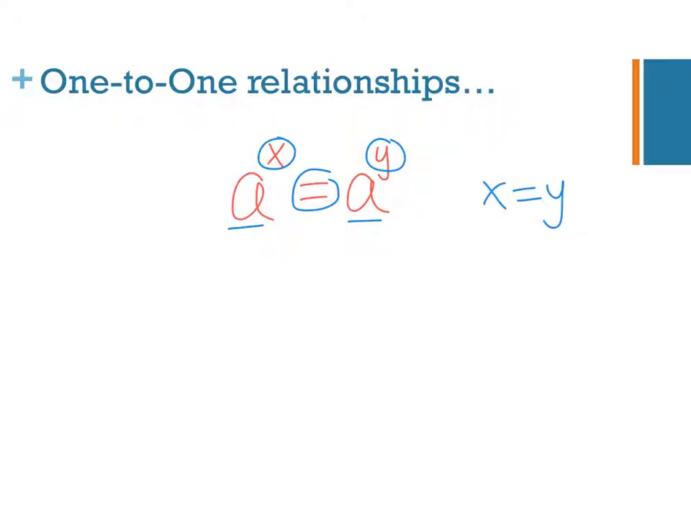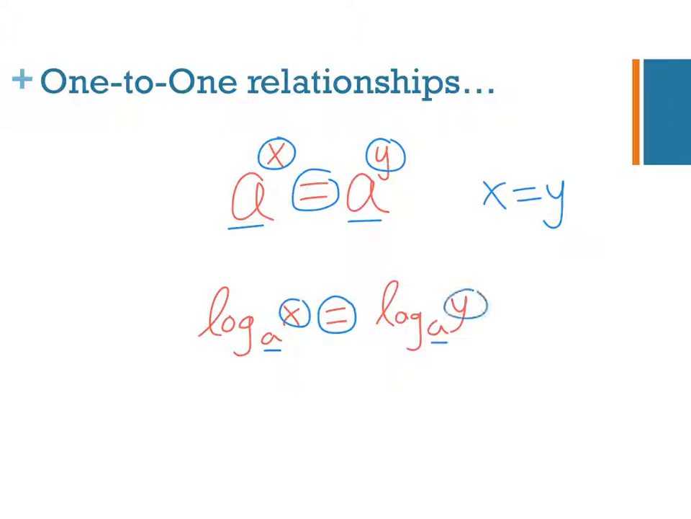This is true for logarithms. In fact, if I have log base a of x, again, equal to log base a of y, since again, there's an equal sign involved and they're the same base, that means I can set the insides equal to each other and solve for whatever variable I need to. These are both examples of one-to-one relationships.